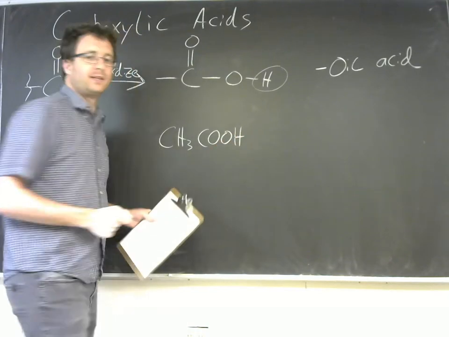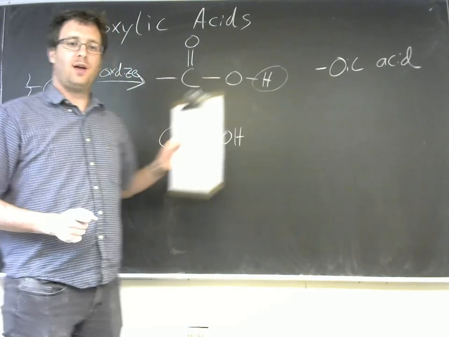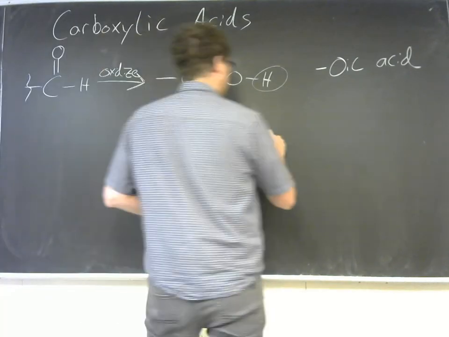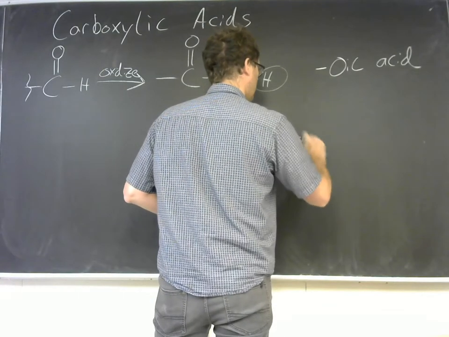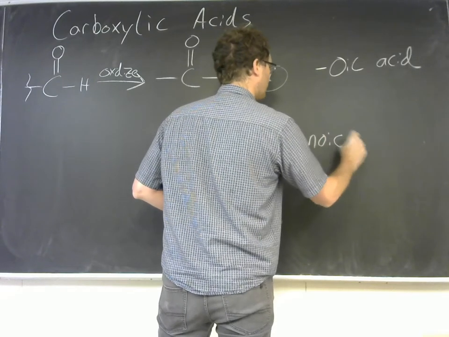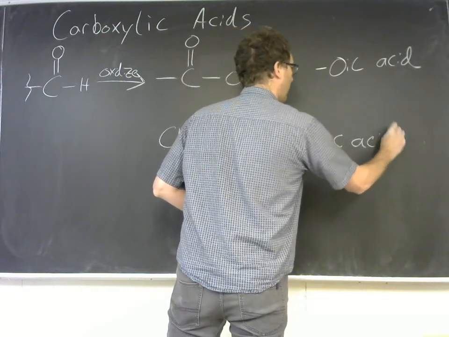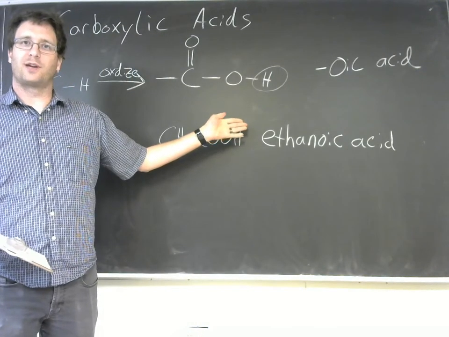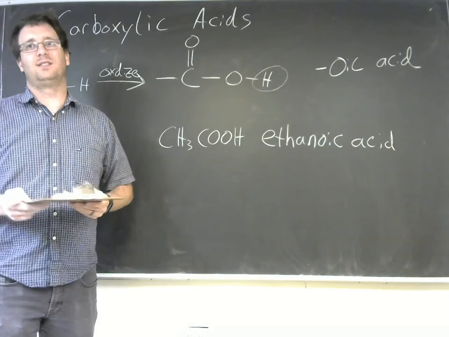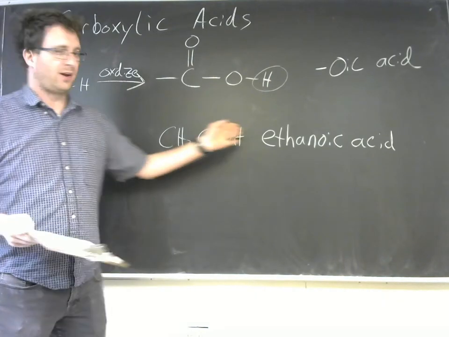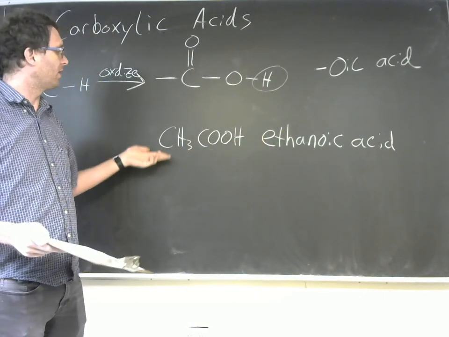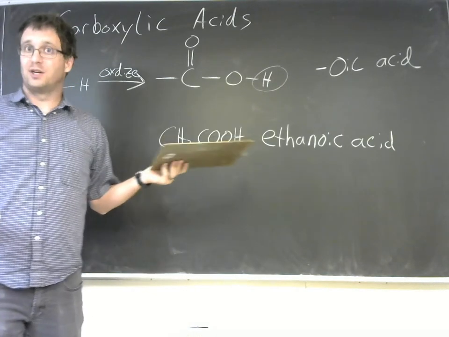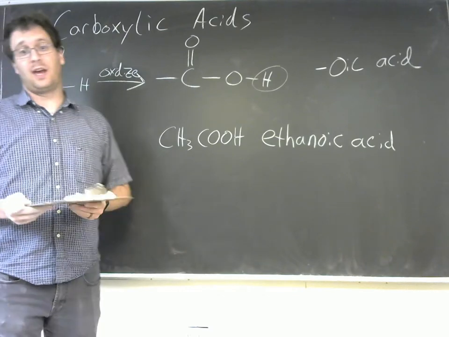If we wanted to name it according to our convention here, then we would see how many carbons there are. 1, 2 carbons. And so it has the parent name of ethane, but we will change the ending to say ethanoic acid. And that's certainly not a common thing for a chemist to say, because acetic acid is the more popular name, but ethanoic acid is technically what we should be calling CH3COOH if we're going to follow the convention for naming carboxylic acids.